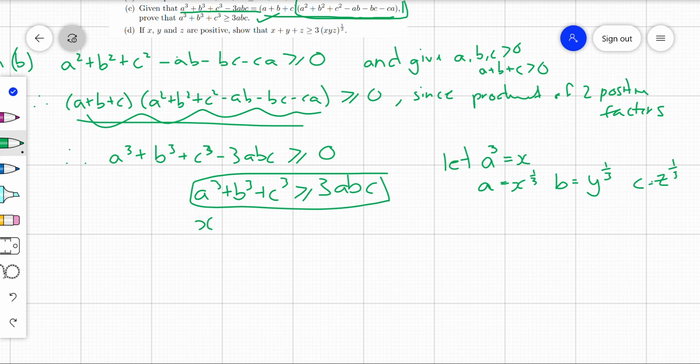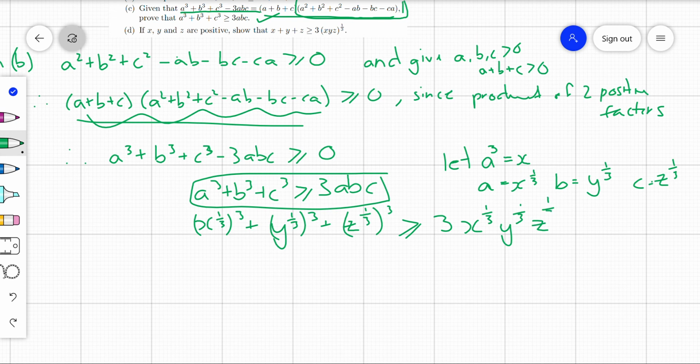If we do that, we get x to the 1/3 cubed, which is just x, y to the 1/3 cubed, which is just y, and z to the 1/3 cubed, which is just z, is greater or equal to 3 lots of x to the 1/3, y to the 1/3, and z to the 1/3. So you can see here this just becomes x plus y plus z is greater or equal to 3 times x, y, and z together, all to the power of a third, which is what we wanted here. So sometimes you just have to sub in to the inequality you've already proved.